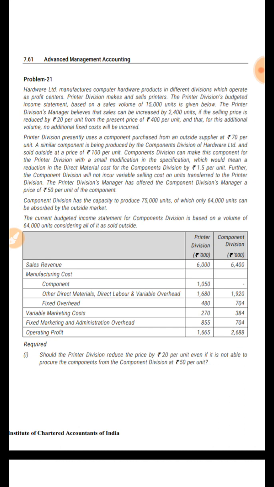So now the third para: component division has the capacity to produce 75,000 units, of which only 64,000 units have an outside market. The current budgeted income statement they have given, keeping as base 64,000 units.